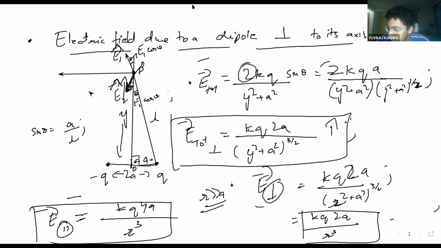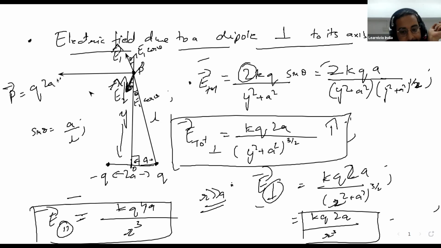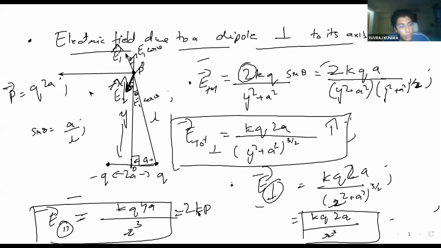Lovely. Now, one more thing to notice here. Notice in both of these things, you have a Q multiplied by 2A, right? And we've already defined something known as the moment, which is essentially Q times 2A, correct? So the parallel thing can be written down very simply as 2kp over r cubed, and the perpendicular one can be just written down as kp over r cubed.